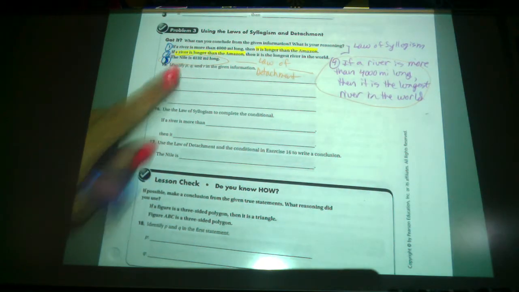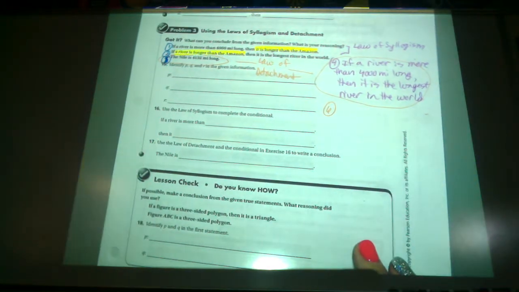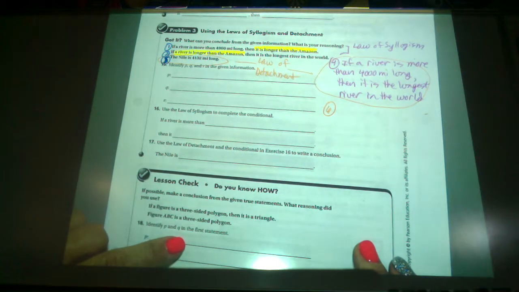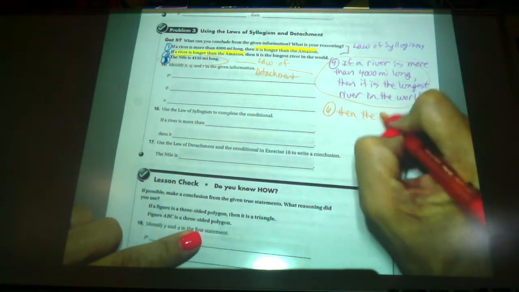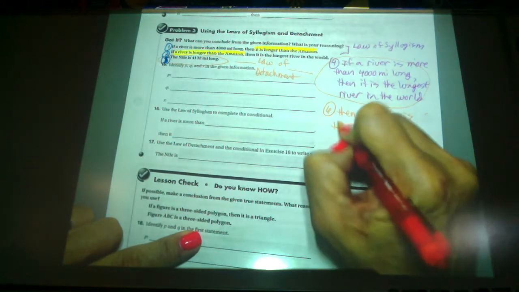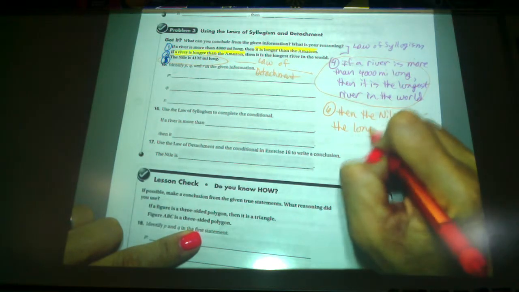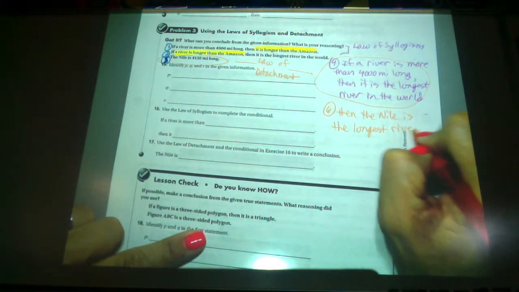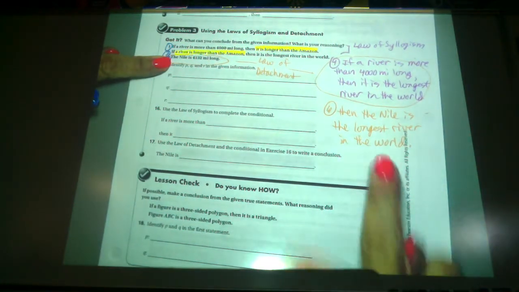So now using law of detachment, what is statement 6? Dominic? Then the Nile is the longest river in the world. Since they already gave us that part of it, we only want to write the then part.